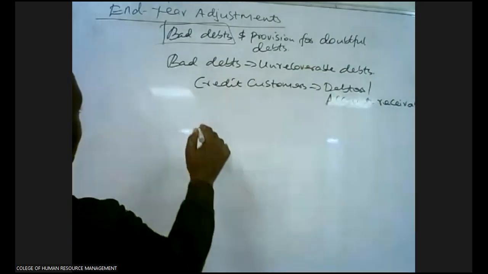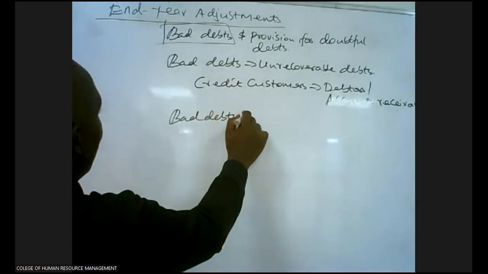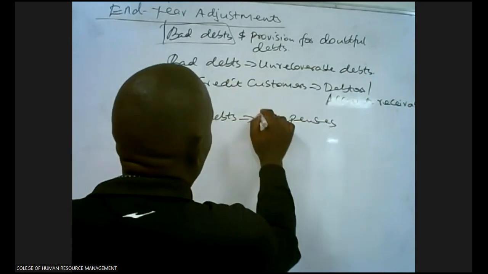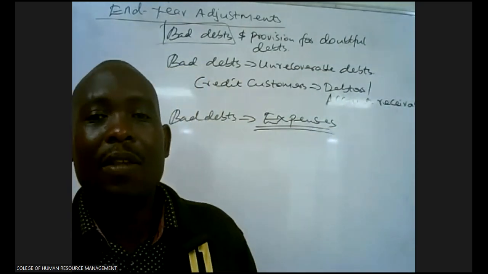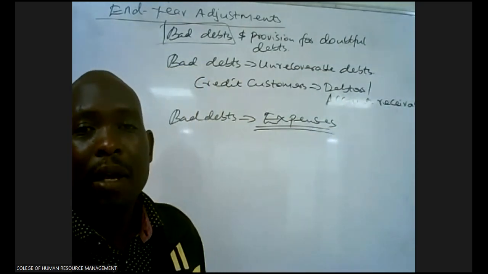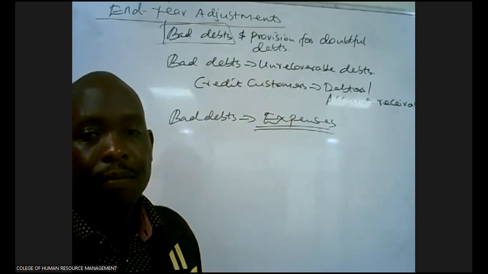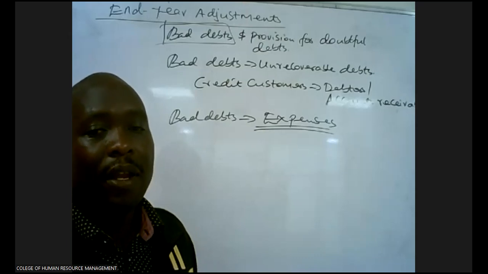So those unrecoverable debts, the bad debts are going to be treated as what? Expenses. They are going to be treated as expenses in the books. It is money the business has lost to the debtors and which the business will never recover. So bad debts written off, take them to be expenses in the book.